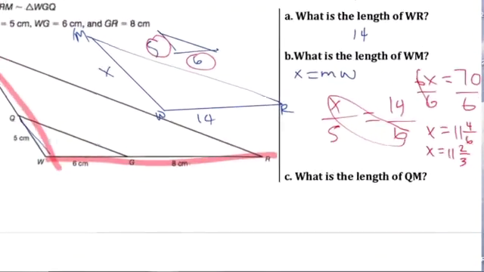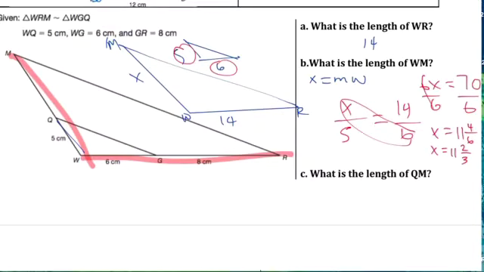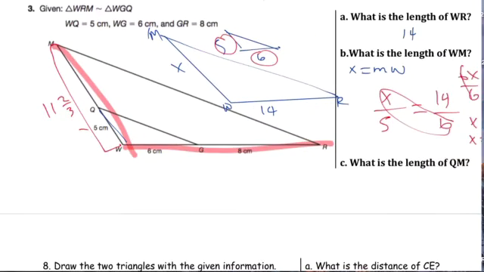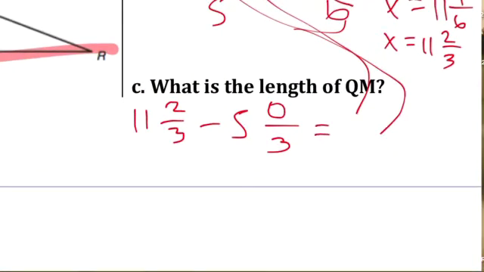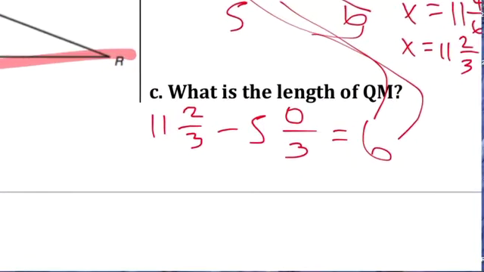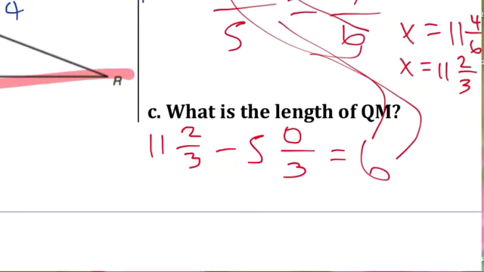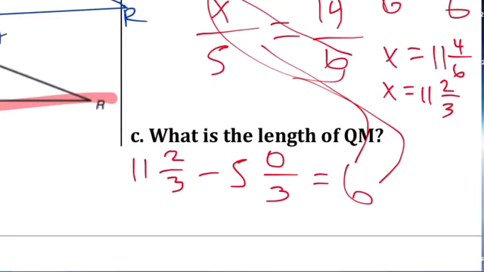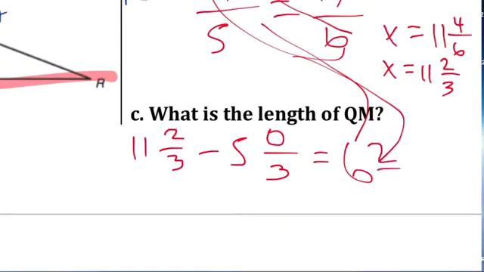What is the length of M and Q? Well, the length of M and Q is this whole thing. Take this whole thing, 11 and 2/3, subtract that to that. So 11 and 2/3 subtract 5. 5 has no fraction, so we'll just put 0 over 3, right? 0 over anything. So you subtract that, you get 6 and 2/3 is the length of M and Q. Anyways, it's 6 and 2/3.